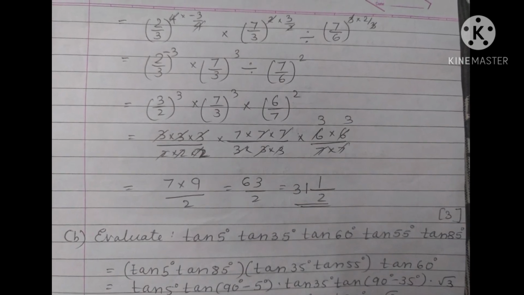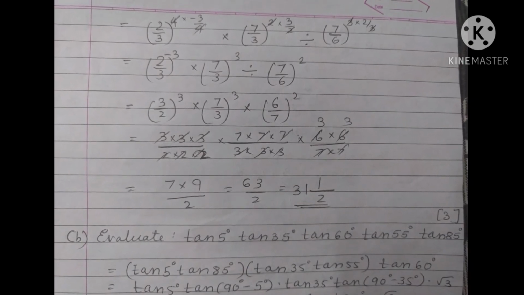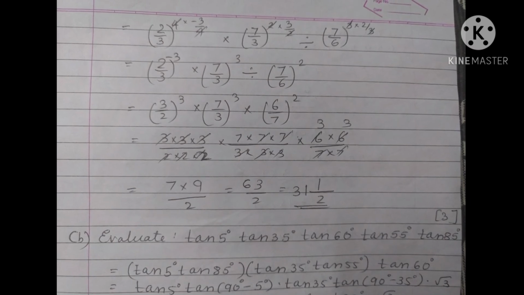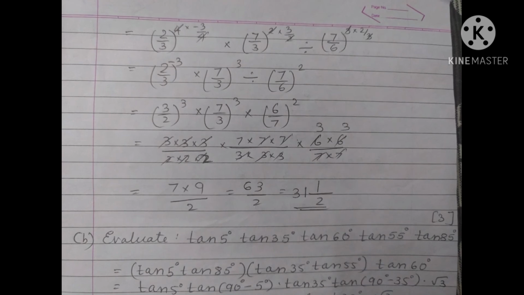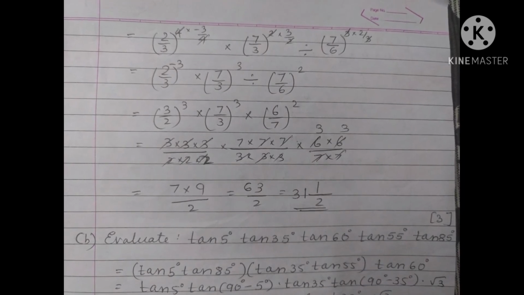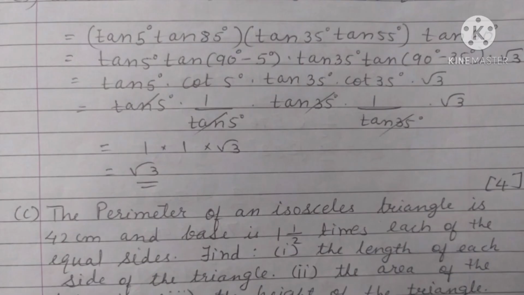So any one of the value you can change. I have changed here tan 85 as tan of 90 minus 5. Now here tan 35 and 55 also values are complementary angles. So change 55 here by taking 90 minus 35, and the tan 60 value is kept as root 3. So now students, tan 5 as it is and tan (90 minus 5) degree will become cot 5 degree. Also tan 35 as it is, tan (90 minus 35) become cot 35.